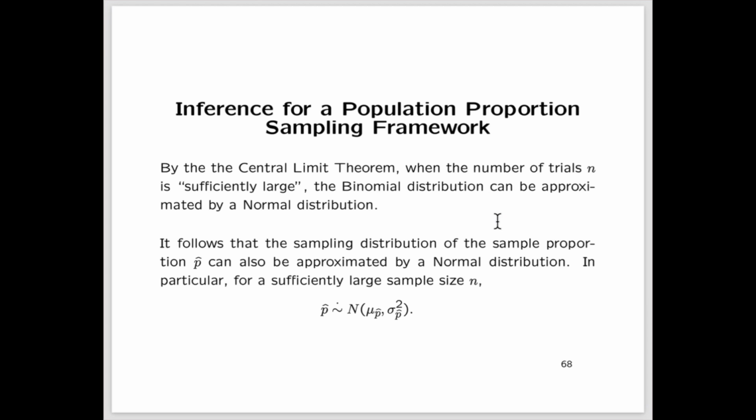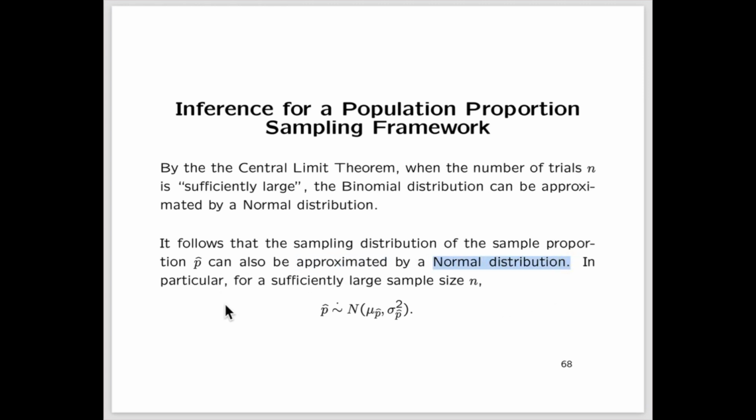Now, by the central limit theorem, when the number of trials, n, is sufficiently large, then the binomial distribution can be approximated by the normal distribution. All right, so you would have covered that in your first methods class. It was called the normal approximation to the binomial. All right, and so we're going to be taking advantage of that in deriving procedures for testing hypotheses about a population proportion. So it follows that the sampling distribution of the sample proportion p hat can also be approximated by the normal distribution, all right?